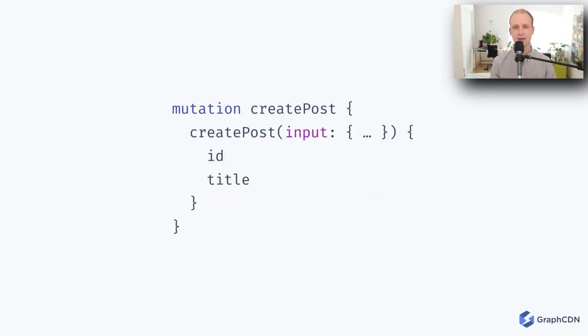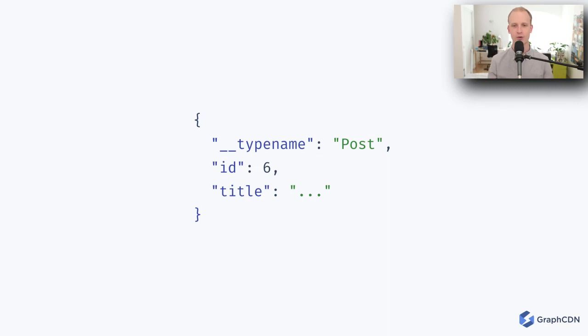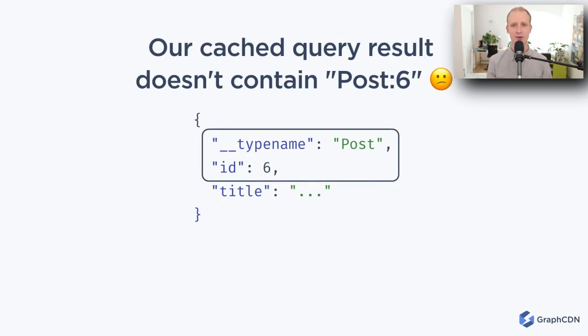Now, a mutation that creates a new post poses an interesting problem, because of course the response to this create post mutation will look something like this. It will return an object of a post with the ID 6. But of course, our cached query result for the post list doesn't contain the post with the ID 6. And that's really annoying, because that means that GraphQL clients can't automatically invalidate lists when new items are created.